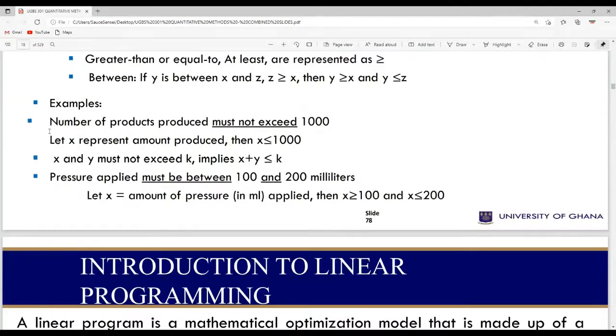Okay, so here are examples. Number of products produced must not exceed 1,000. Now, we are saying that the X, which is the amount to be produced, must not exceed 1,000. Then it means the number of products to be produced must not exceed 1,000. So the X, which is the unknown number of products to produce, must be less than or equal to, because we are saying it must not exceed something.